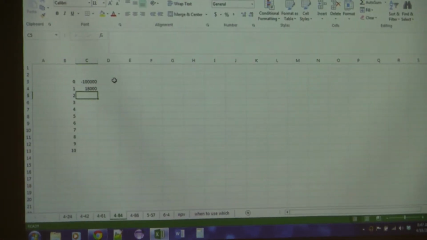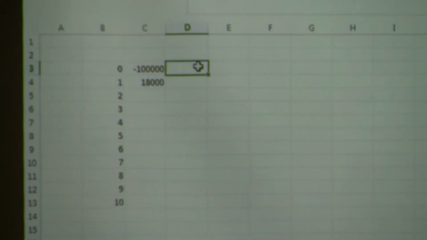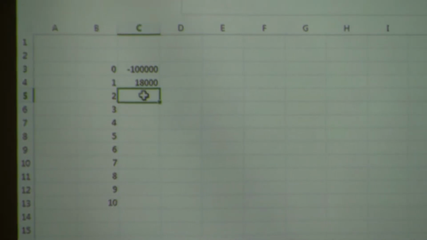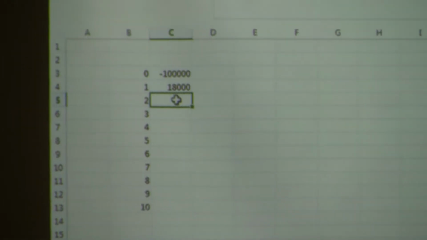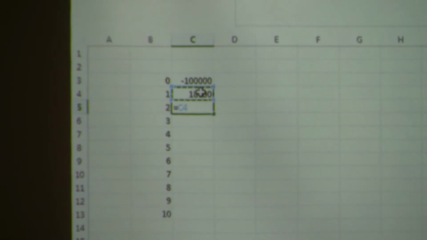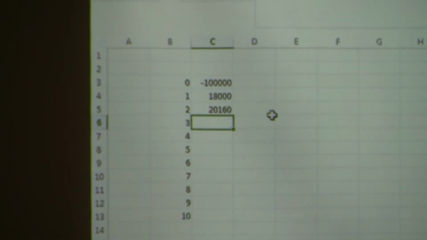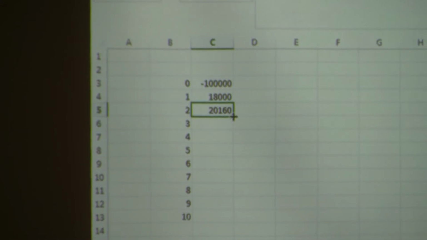So, there's my year zero. It was a $100,000 upfront cost with the installation. We agree with that? And the problem said it would save $18,000 at the end of year one. So if I save $18,000, that's money coming to me, that's positive. It also said that amount was going to increase by 12% per year. So I take my previous value, multiplied by 1.12, and drag it all the way down.